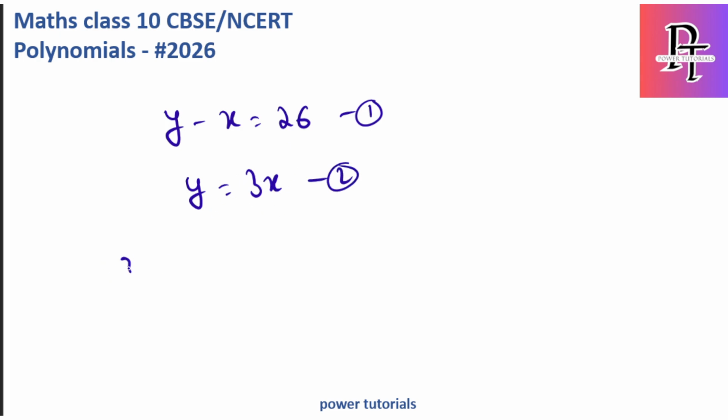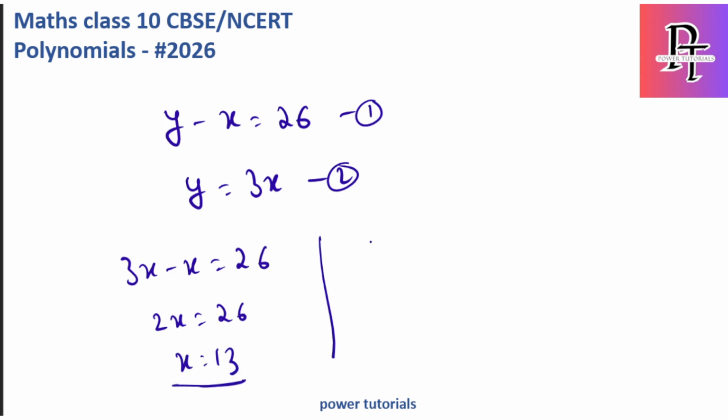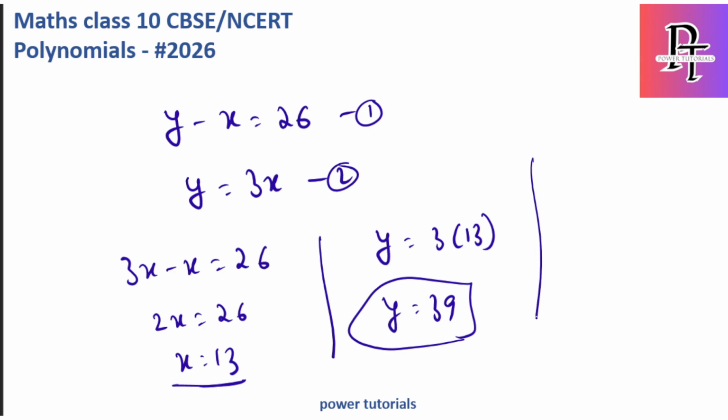So this becomes 3x minus x is equal to 26. So 2x is equal to 26. X is equal to 13. We got the x value, substitute to get the y value. Y is equal to 3 into 13. 13 times 3 is 39. So y is equal to 39. So we got both the values: first number is equal to 13 and second number is 39.